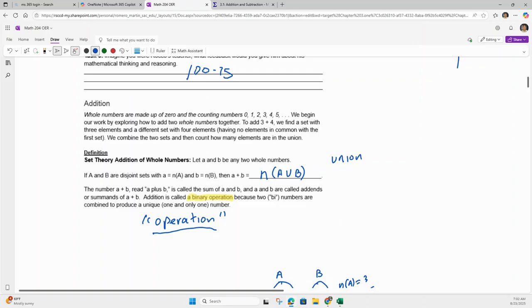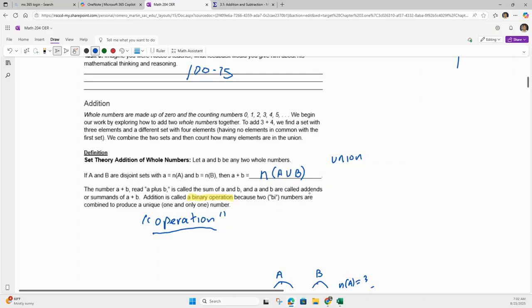In this case, the set theory addition of whole numbers, we can see that it's connected to the union, meaning that if you have two sets, and then we have this representation, n of A means the number of elements in A. We want to measure its cardinality, right? We've talked about that before. So what is A plus B? A plus B would be the number of elements in the union of those two.